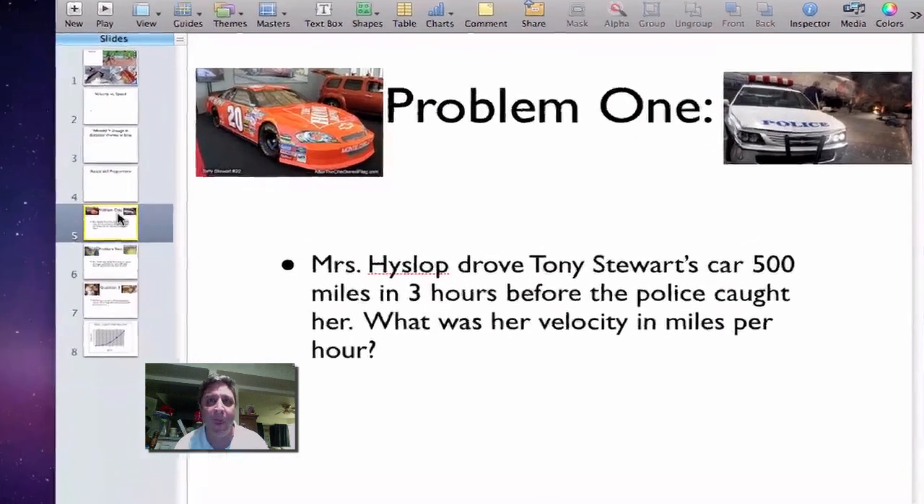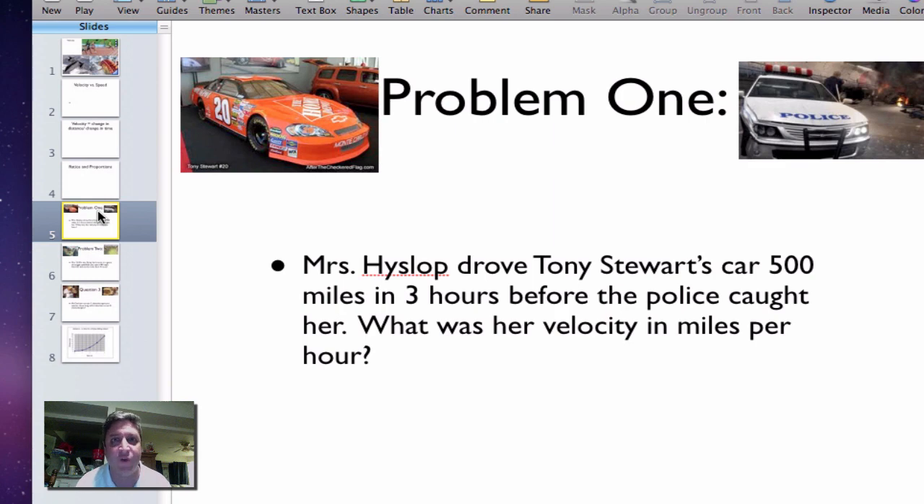I'm going to read it to you, and then what I want you to do is stop and see if you can solve this. Okay, problem 1, Mrs. Hislop drove Tony Stewart's car. She's a big fan. She somehow got into NASCAR in one of the races. She stole his car. She drove it 500 miles over 3 hours before the police finally caught up to her. It's like Grand Theft Auto on a big scale. Mrs. Hislop is pretty hardcore. You just don't know it. The police caught her after 3 hours. We want to know what her velocity is in miles per hour. So stop and try to do this.